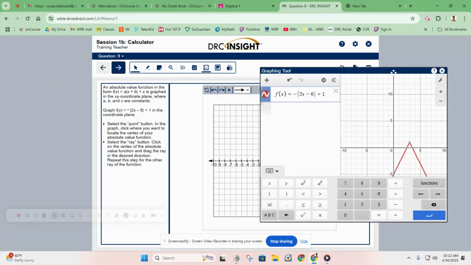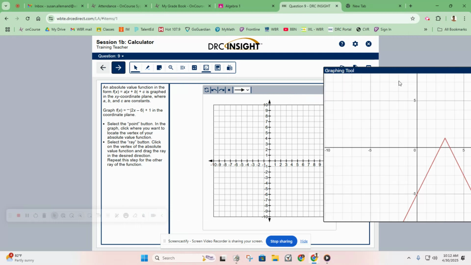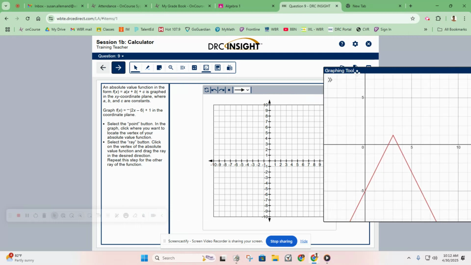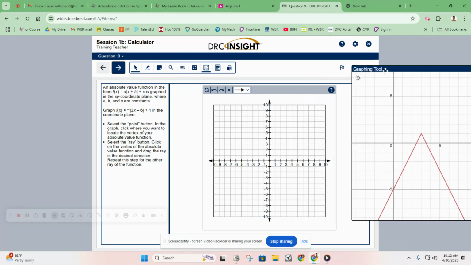But I need to put this graph into my answer box. And this is something you'll have to be careful about, following the directions, because some people put multiple points and it's going to mark it wrong. You have to read these directions on the side.